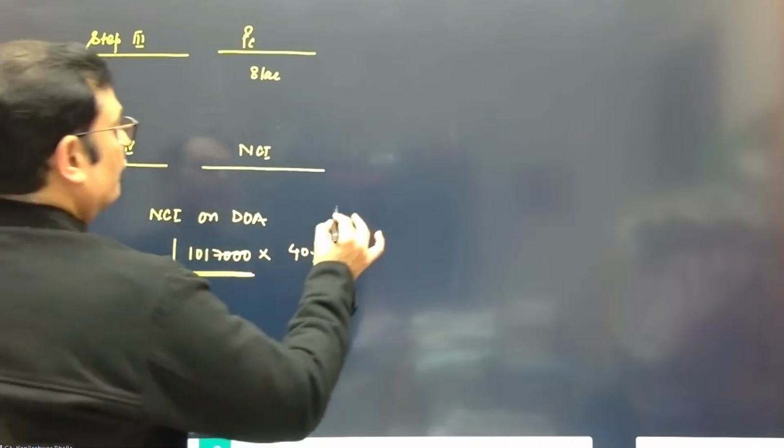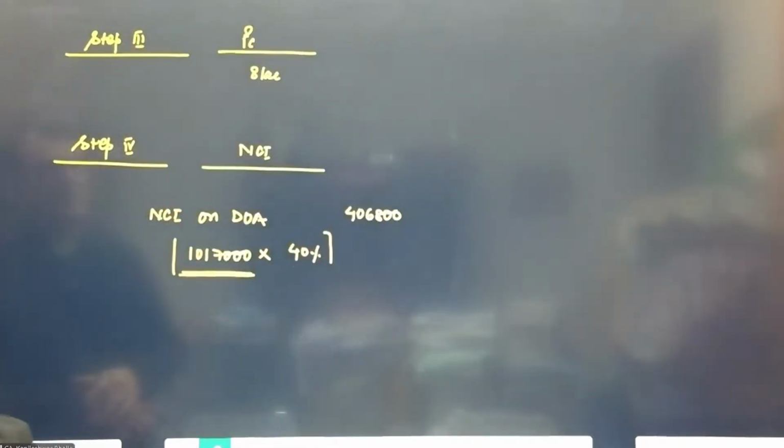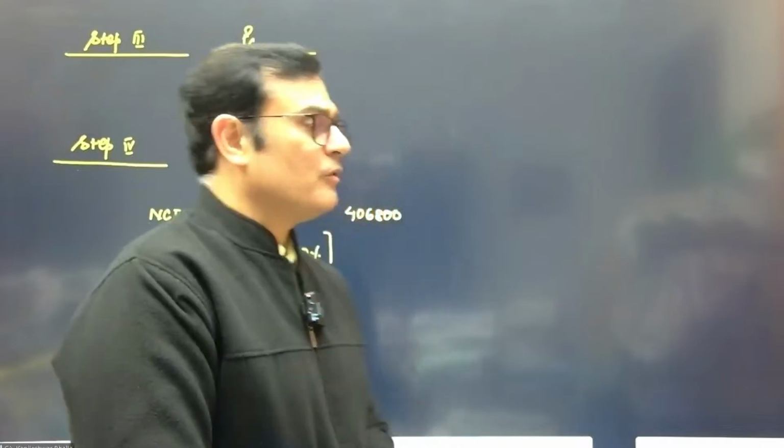So 10 lakh 17 into 40% is 406,800. This is not going to match with India's 103. In India's 103, you would have taken 1057 at that time, but that was computed on the acquisition date itself. But now you need the NCI for balance sheet perspective. So we need a reduction of dividends.